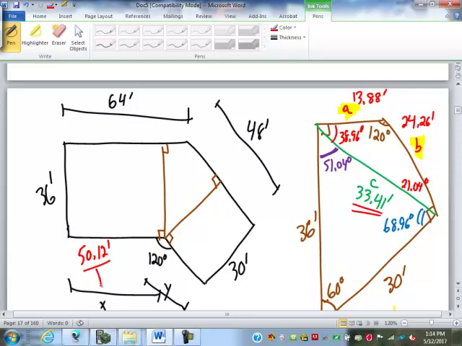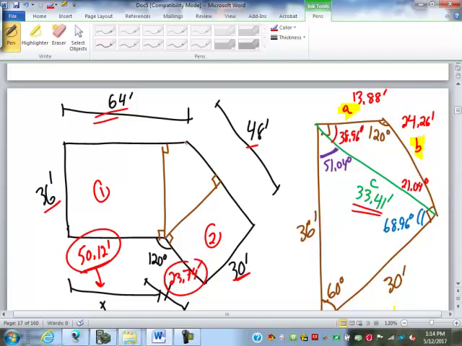How did I get that for X? Subtract from 64, 13.88. 48 minus 24.26, this is going to be 23.74 feet up here, right? And now we could find the areas because we know this area here is just 36 by 50.12, right? We know this area here is just 30 by 23.74.